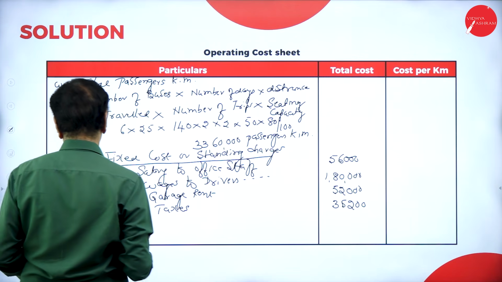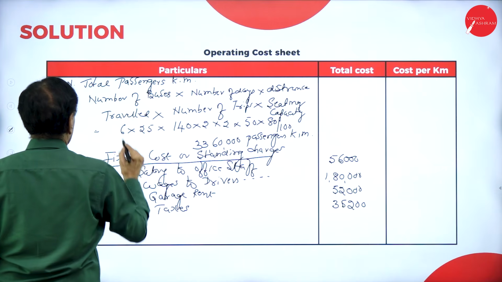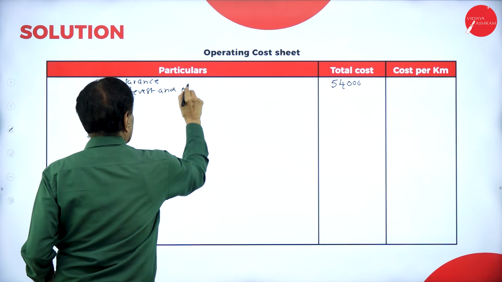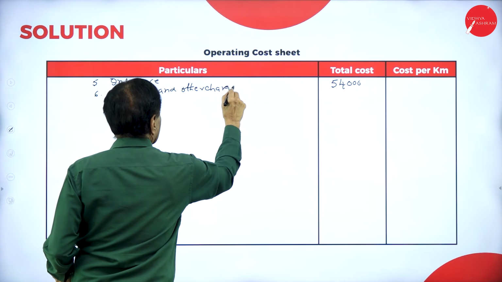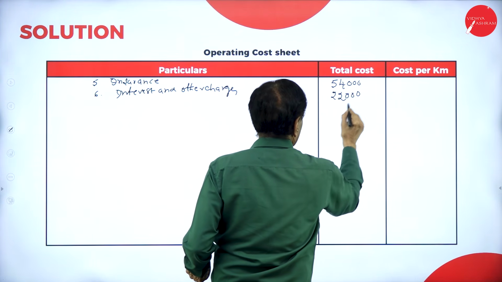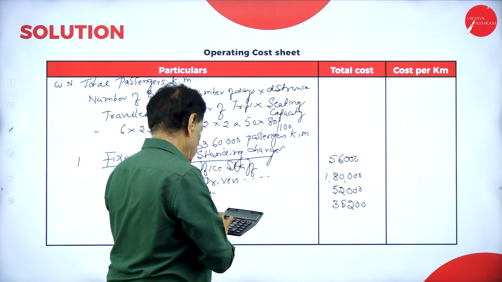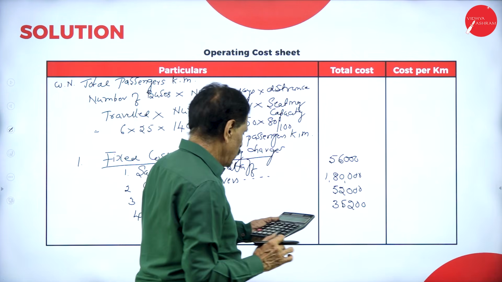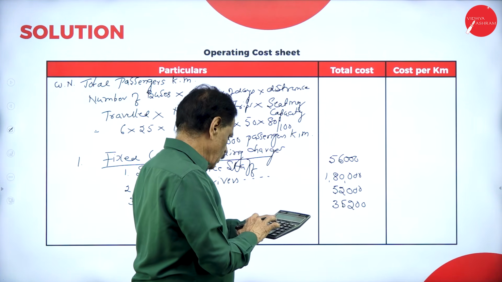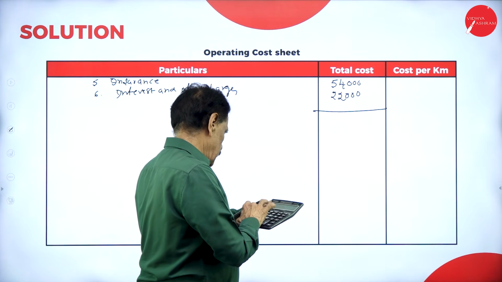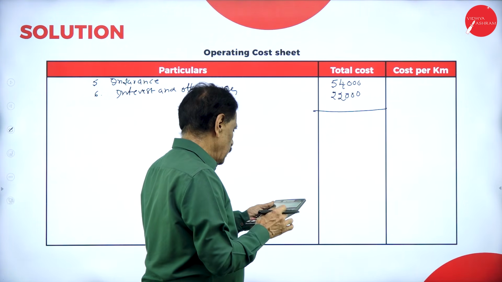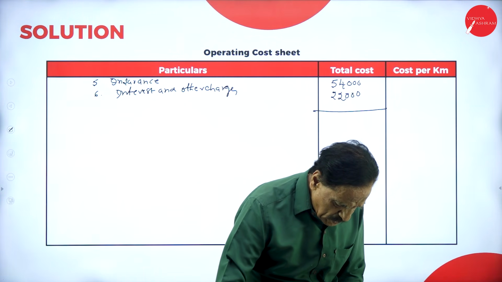Number 6, interest and other charges, 22,000. Now add them: 56,000 plus 1,80,000 plus 52,000 plus 35,200 plus 54,000 plus 22,000. The total is 3,99,200.